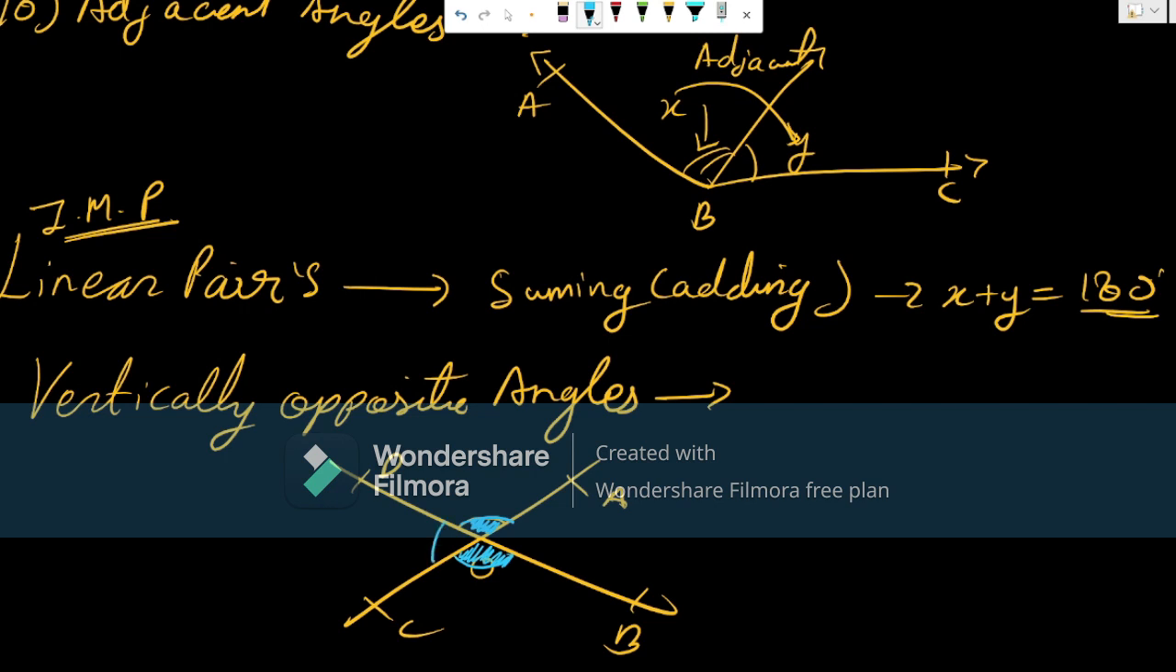Vertically opposite angles, this part is used a lot in triangles. So you will definitely need to use this one. So this one with green, as you can see, let's name this x, this is x as well, and this one y, this is y as well.